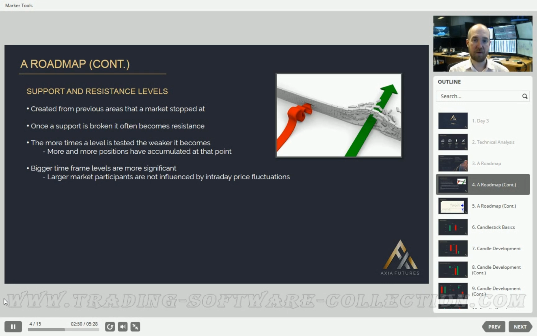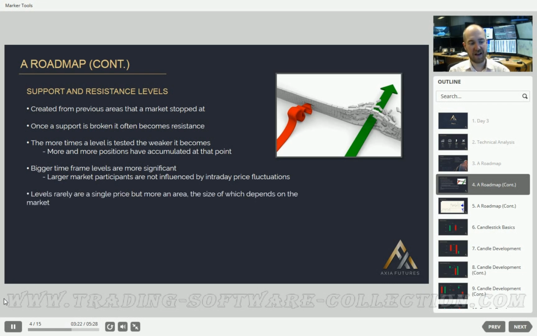Bigger time frame levels are more important. Pretty obvious reason for this. Larger participants are not concerned about what's happened in the last 5 minutes. They're not looking for the next 0.1% move. They're looking for the next 10, 20% moves. So it's larger areas, larger swing highs, swing lows that will actually create the bigger levels, bigger support and resistance. And this is purely down to the type of participant at those levels.